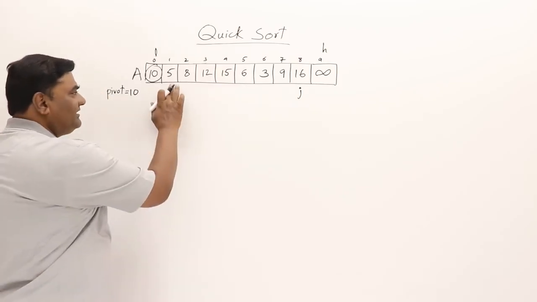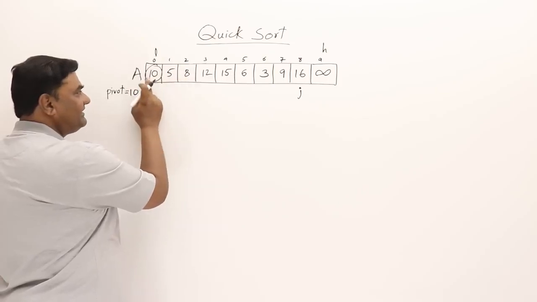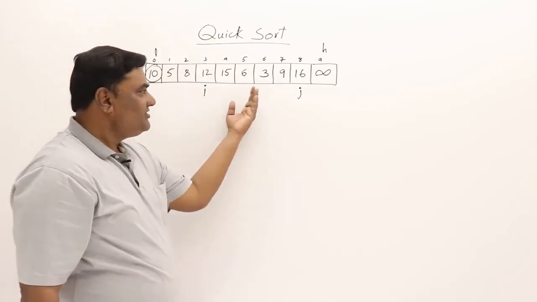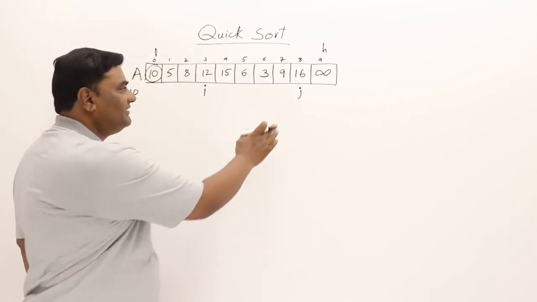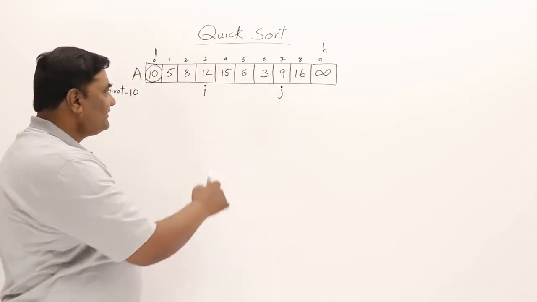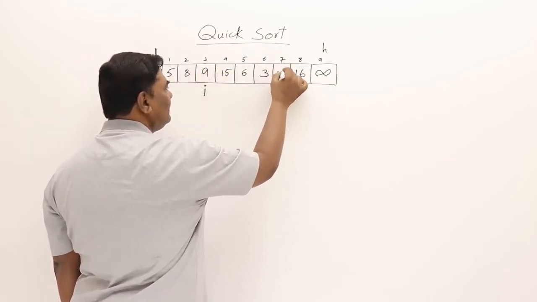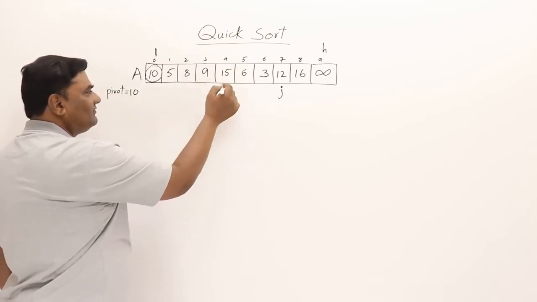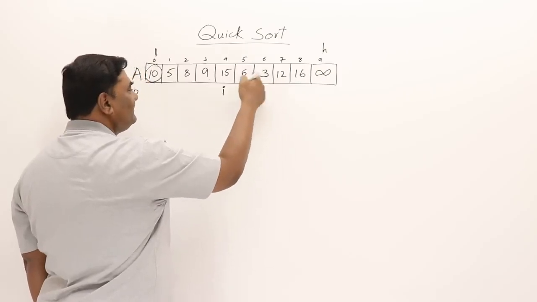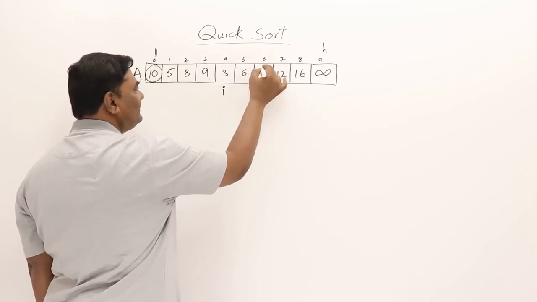Continue. Increment i until you find an element greater than the pivot. 8, is it greater than pivot? No. 12, is it greater than pivot? Yes. Now decrement j until you get an element smaller than the pivot. This is smaller. Interchange them. 9 comes here, 12 goes there. Continue. i, this is greater, stop. Decrement j, this is smaller, stop. 3 this side, 15 that side.